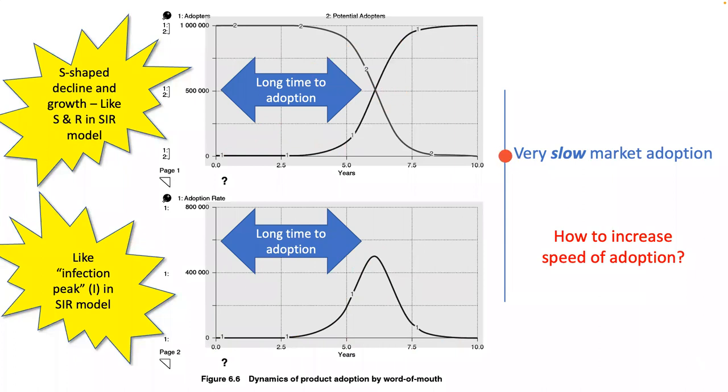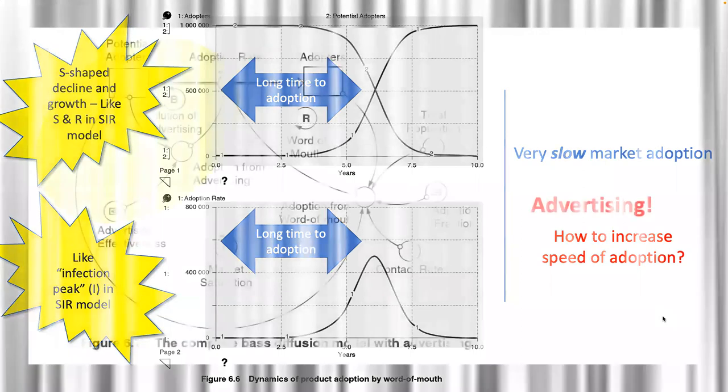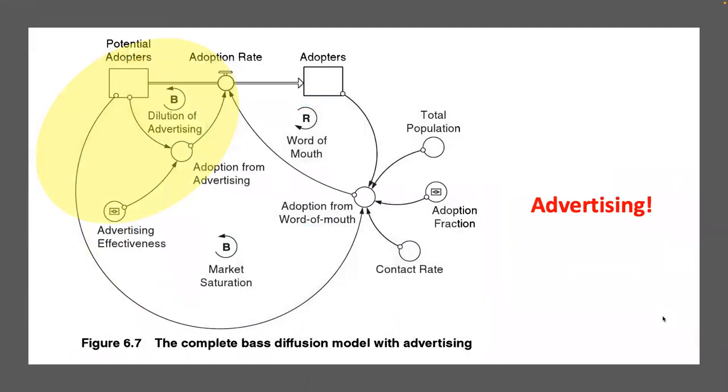So one of the questions would be, how do we increase the speed of adoption? Now, this is not a question we would typically ask in the SIR model. We don't usually want to increase the speed of the spread of something, unless we're trying to kill mosquitoes or something like that, and we want something to spread through that population. So this is a unique question to advertising. This is where we're going to stray from the SIR type dynamics, by introducing advertising.